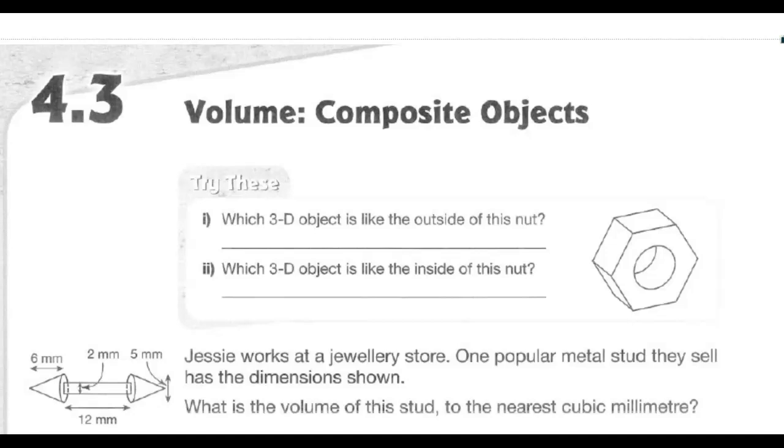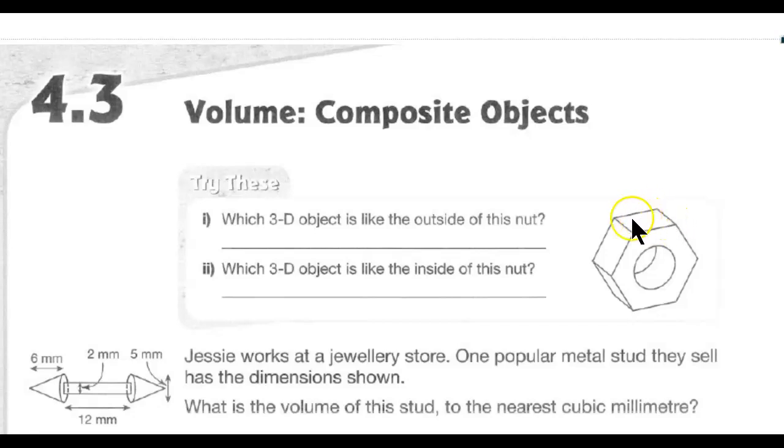Okay, we're going to look at calculating the volume of composite objects. What that means is we'll probably have to do two or more volume calculations. Either it's two objects stacked on each other, touching together, or an object where something's drilled out of it. So basically, more than one step for these calculations.